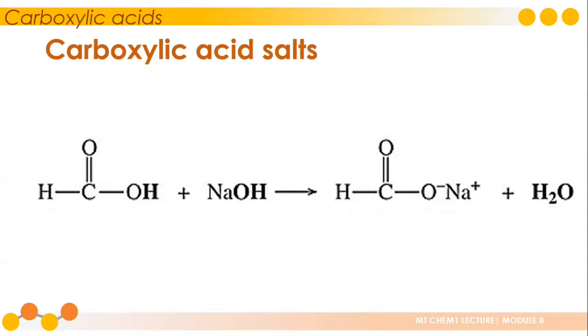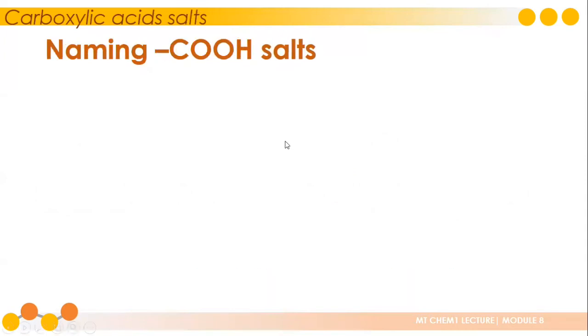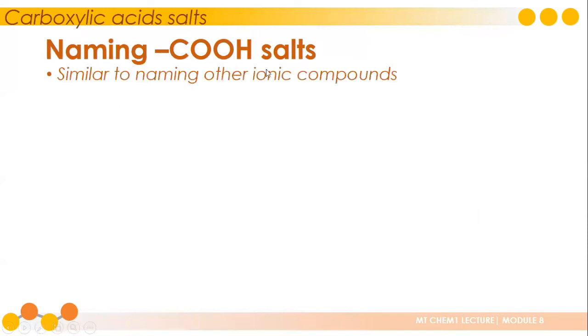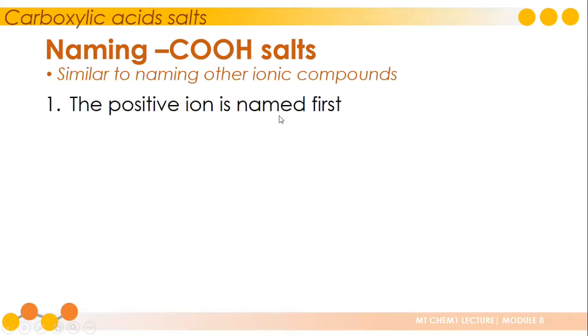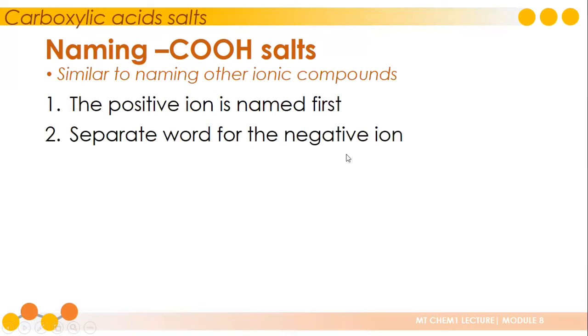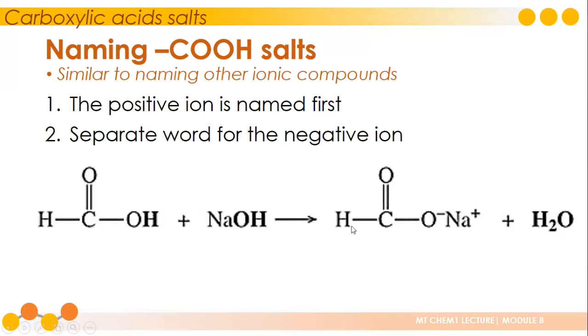Let's take a look at the rules on how we name carboxylic acid salts. Naming COOH salts or carboxylic acid salts is similar to naming other ionic compounds, wherein the positive ion is named first, followed by a separate word for the negative ion. We have to remember that the negative ion here is our carboxylate ion, which is this one, and our positive ion is from the base that we use. So this is our positive ion. So let's take a look at our equation.